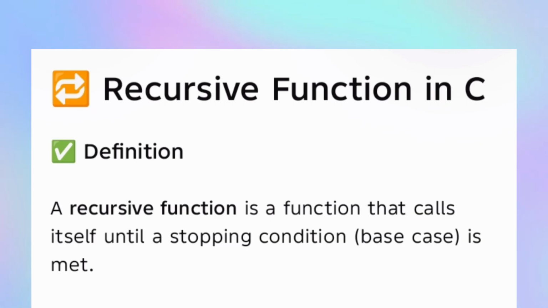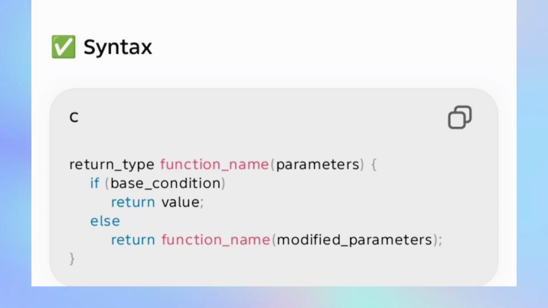Today we are going to discuss recursive functions, and the scope and lifetime of variables. Recursive function in C. Definition: a recursive function is a function that calls itself until a stopping condition, the base case, is met. That means it calls itself n number of times based on the condition to stop the execution.